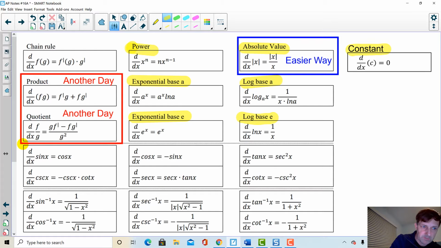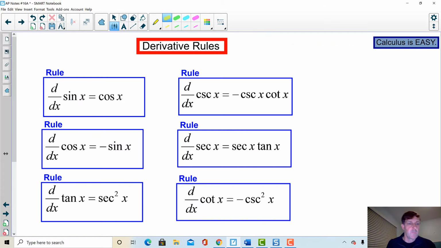Okay, now we're going to look at the derivative of the 6 trig functions. For the most part, we're just kind of memorizing these. The derivative of sine is cosine. Derivative for cosine is negative sine. Derivative for tangent is secant squared. The derivative for cosecant is negative cosecant cotangent. The derivative for secant is secant x tangent x. And the derivative for cotangent is negative cosecant squared.